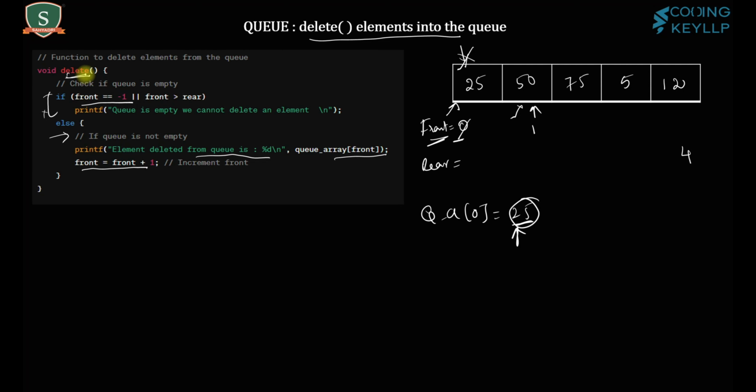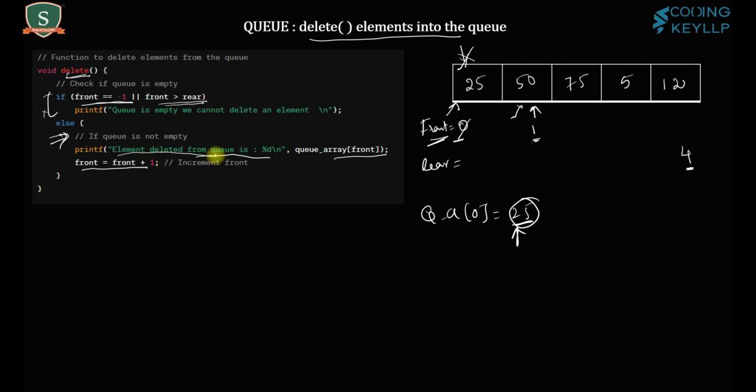Next, somebody has called the delete method again. If front is equal to -1 or front is greater than rear. What is the front value? 1. So which is not equal to -1, and there is one more condition. Front greater than rear. Front value is 1, rear value is 4. Is 1 greater than 4? No, the condition failed. Comes to the else part.